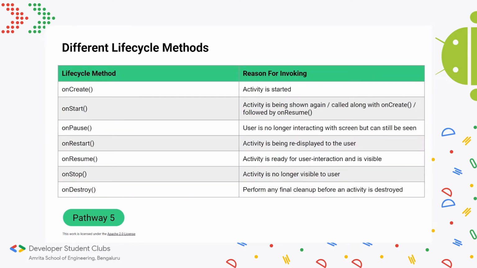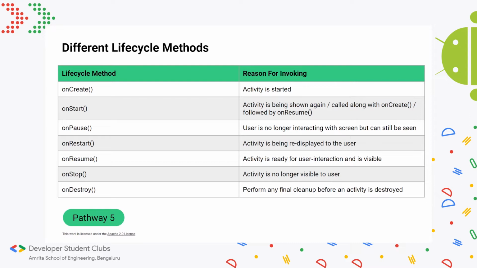So here are the different lifecycle methods we have in an activity. Like I said, there are a couple more than what was in the image. Quickly, onCreate is when the activity is started, and onStart is when an activity is being shown again or called along with onCreate, followed by onResume. You must have experienced this when you want to share something from WhatsApp, or open something from WhatsApp, and another screen opens up asking how you want to share, or which app you want to use to view the picture or document.